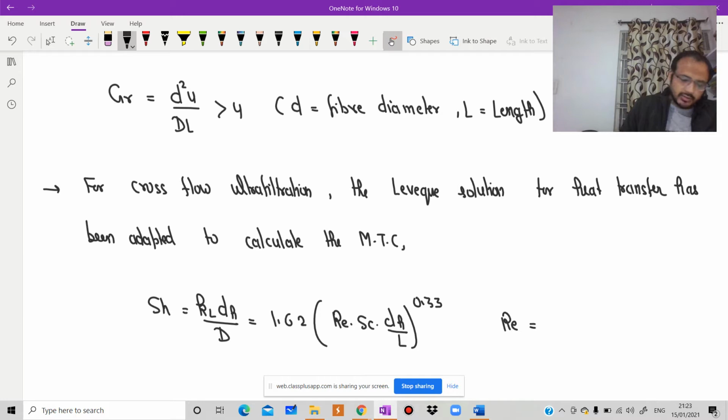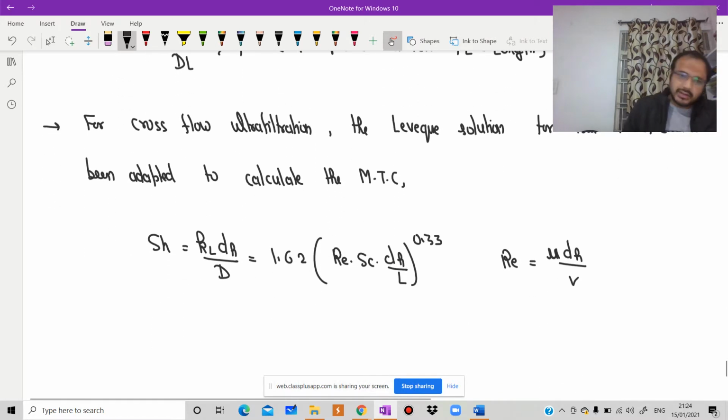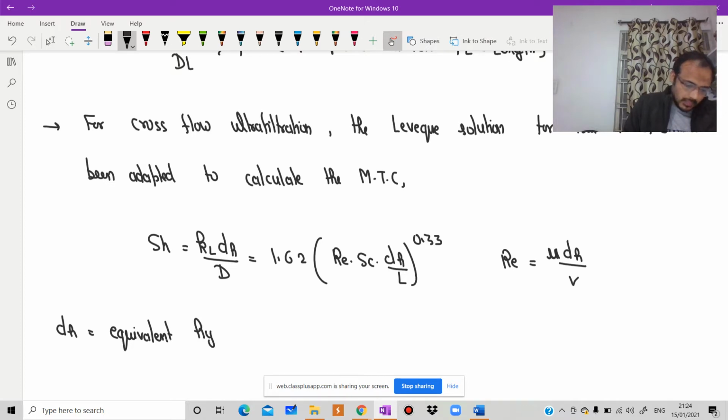And here Reynolds number is equal to U into dH by mu. Sir, what is dH? Please don't intermix. That d was fiber diameter, and this dH is equivalent hydraulic diameter.